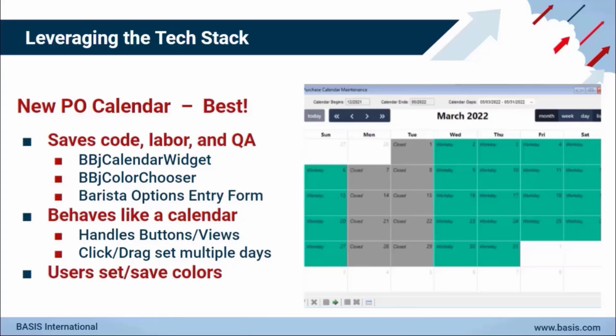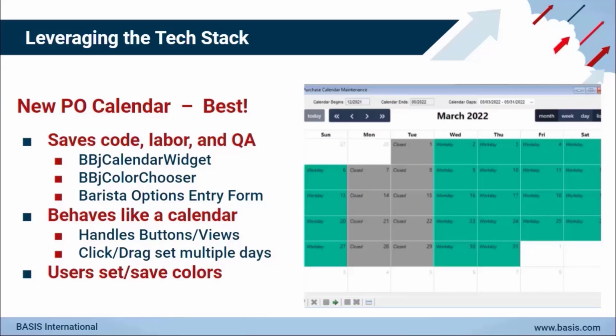Today, Addon takes advantage of the BBj Calendar widget, and the BBj Color Chooser, and the Barista Options entry form. The BBj Calendar widget gives us forward and back day and month buttons as part of the widget, so we didn't have to code all those buttons onto the form, and we didn't have to monitor all the events. That just happens for us now. There's no extra code or classes necessary to make it look like a calendar. That is just part of the BBj widget. It also makes use of the Barista Options entry form, which allows us to more easily define the window in the form and all of the fields.